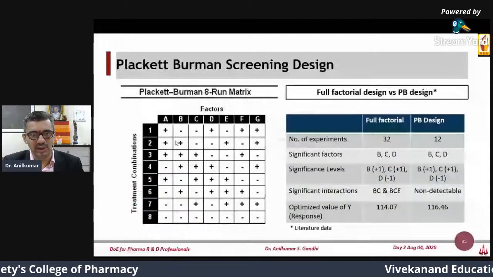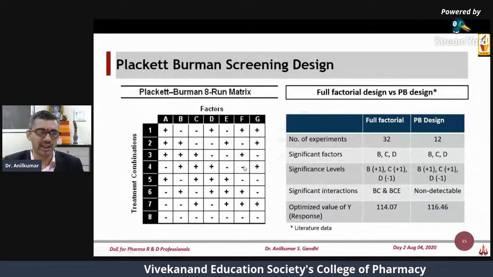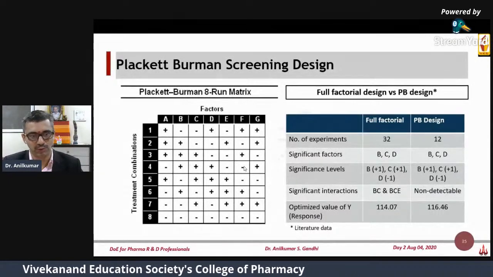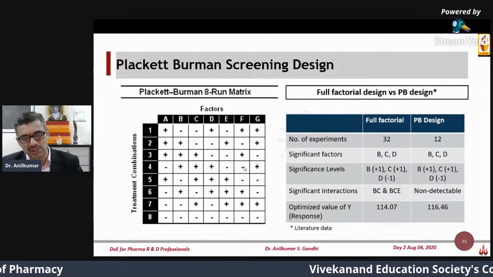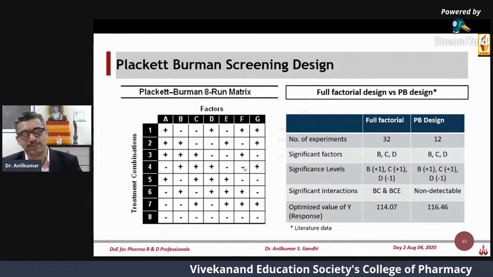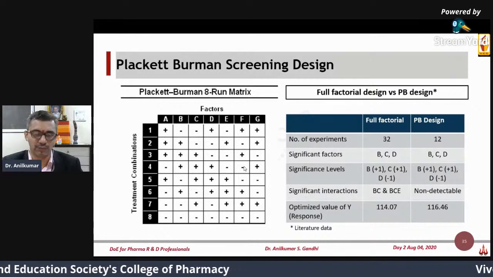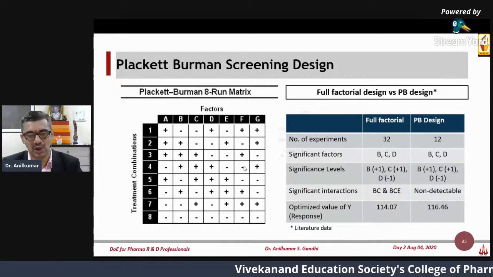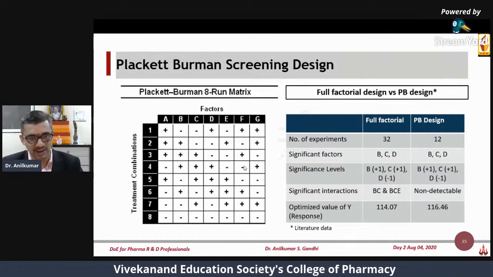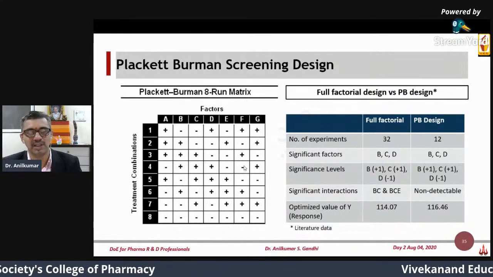This is how the design looks like. I'm not going to get into the details of how you derive it. If you go a little deeper into this, you can design your own Plackett-Burman 8-run or 16-run or 12-run matrix or fractional factorial design. It's not difficult, but of course, for the purpose of the webinar and looking at the time, we are not getting into this part, which is already given by the software.